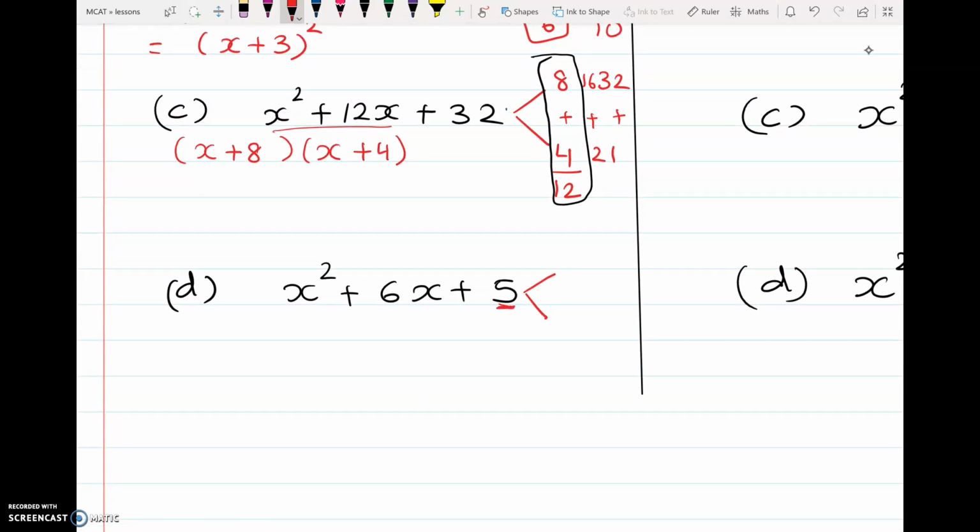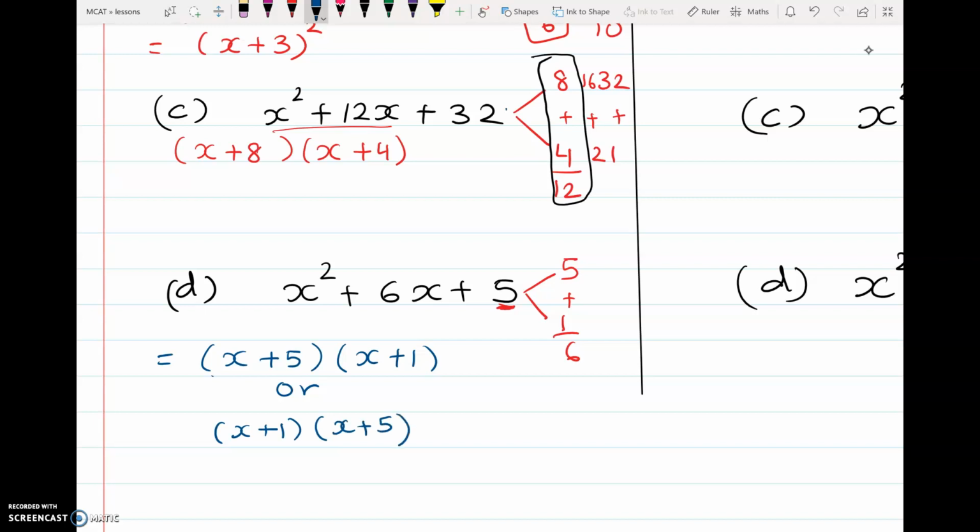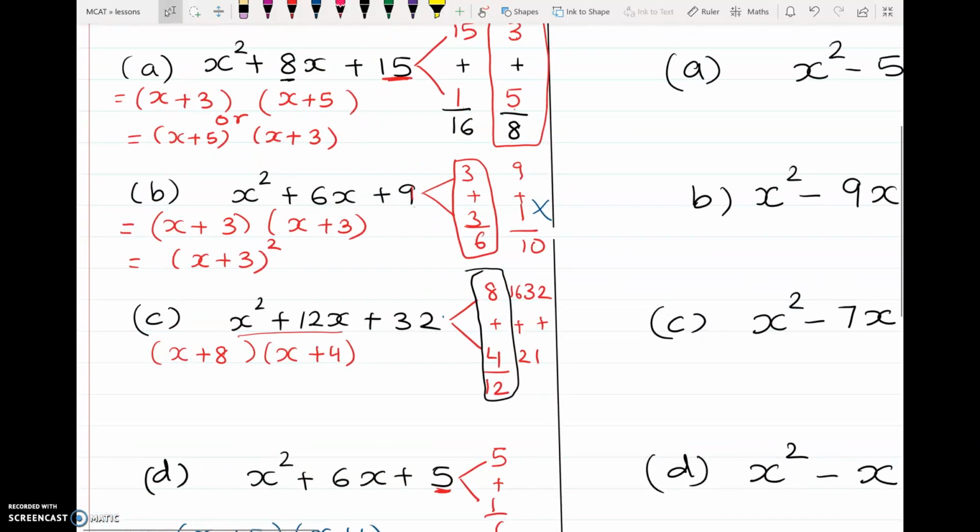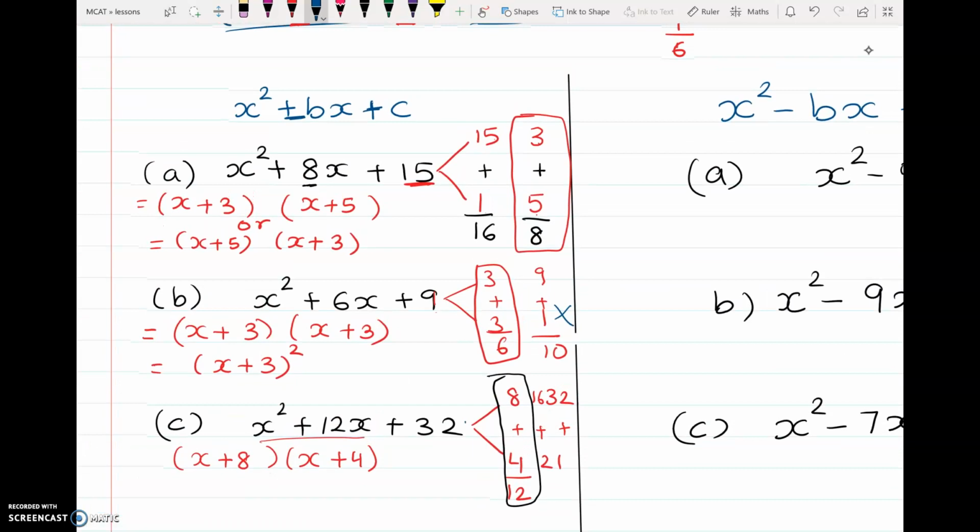The last one: look for multiples of 5, which can be 5 and 1, and they add to 6. So our factors are x plus 5 and x plus 1. Again, they can be written in any order, so you can write x plus 1 first as well. So this was our first case. Here we noticed that b was positive and c was positive.